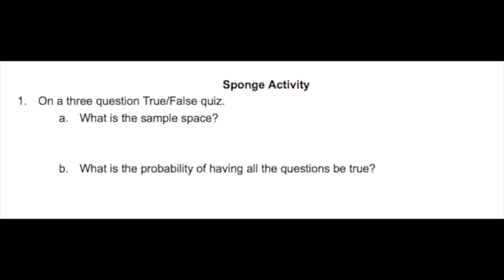Now time for the sponge activity. Just a short one today. On a 3-question true or false quiz, first, what is the sample space? And then, what is the probability of having all the questions be true?